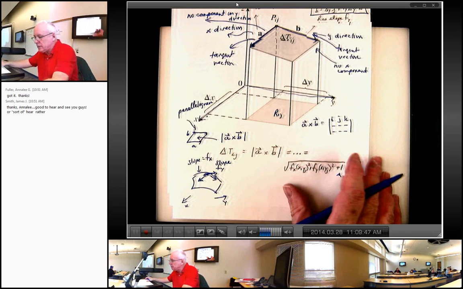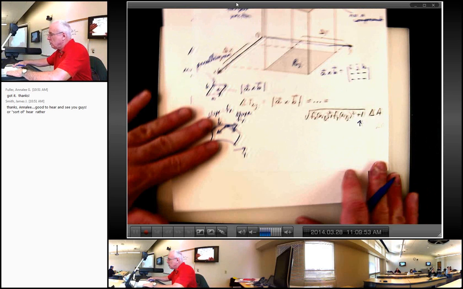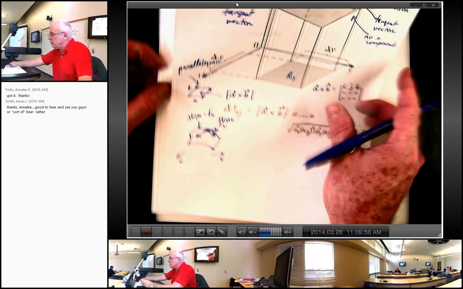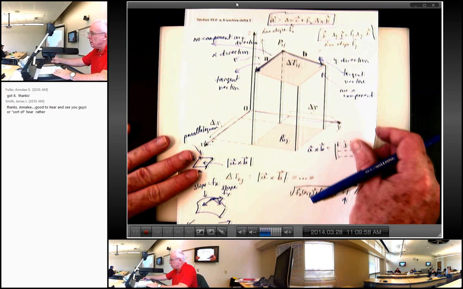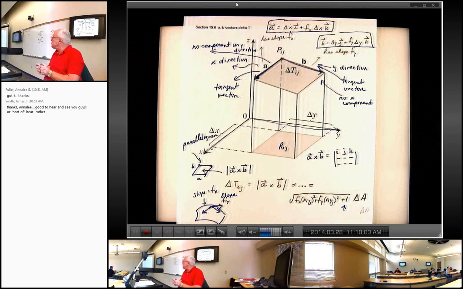So let me write this down here. Yeah, there's the A vector right there: delta x i plus fx delta x k. B is delta y j plus fy delta y k. So this is what we get.